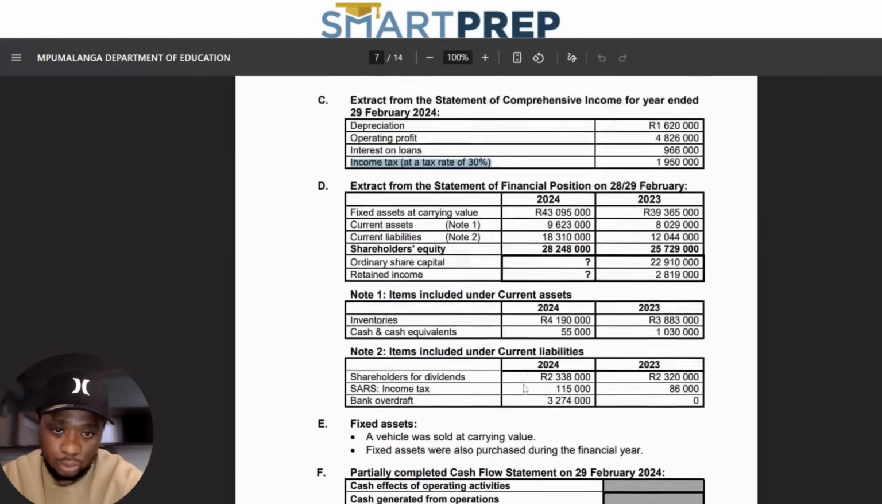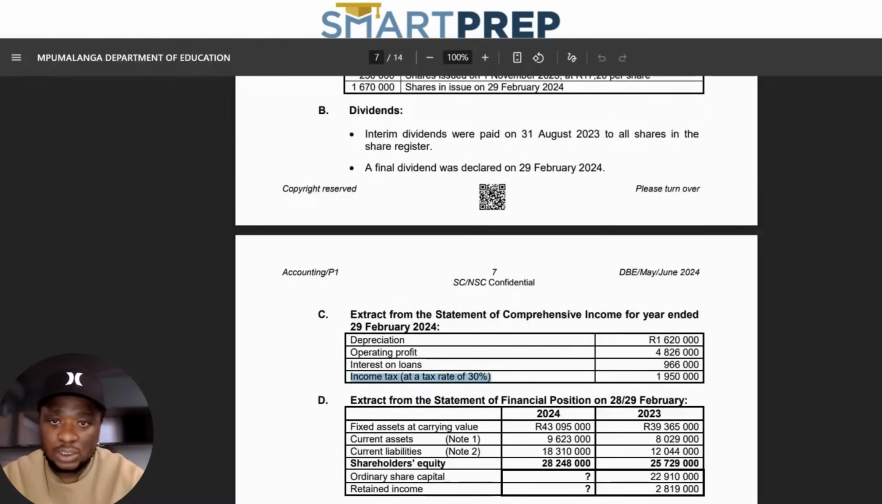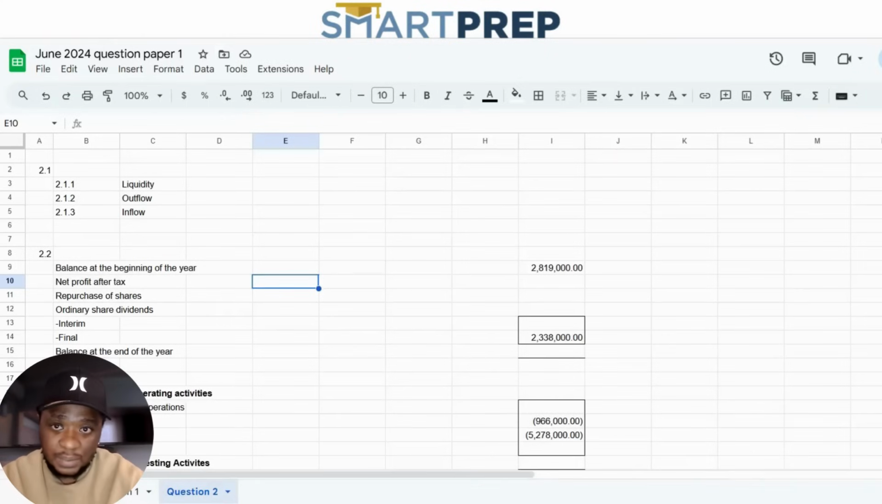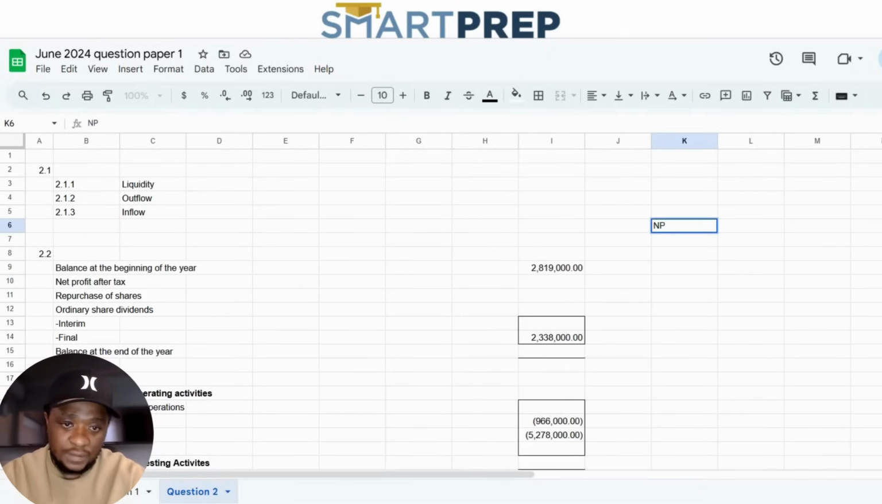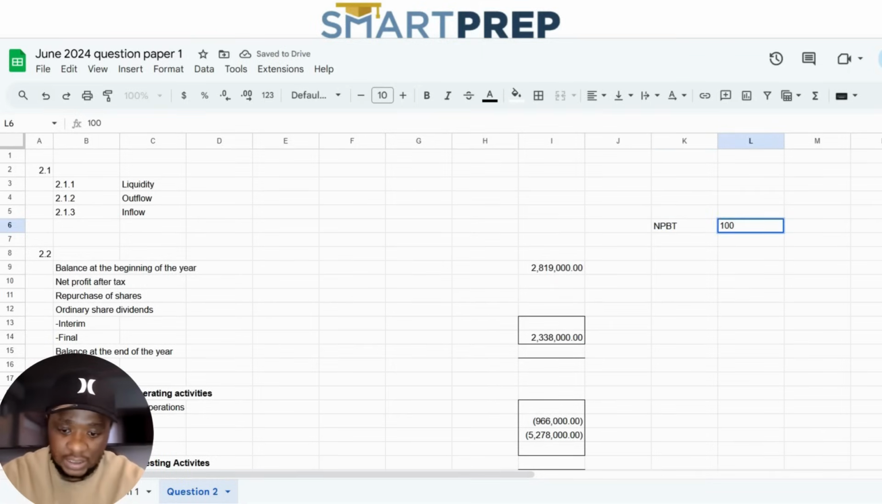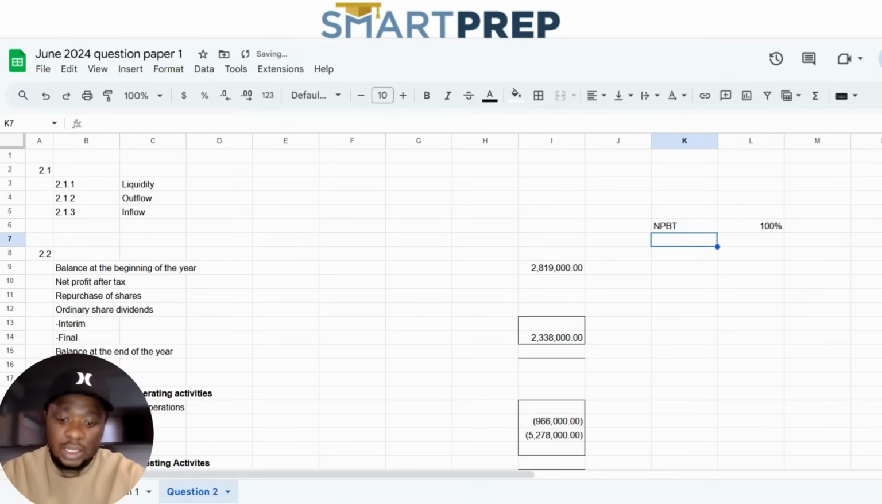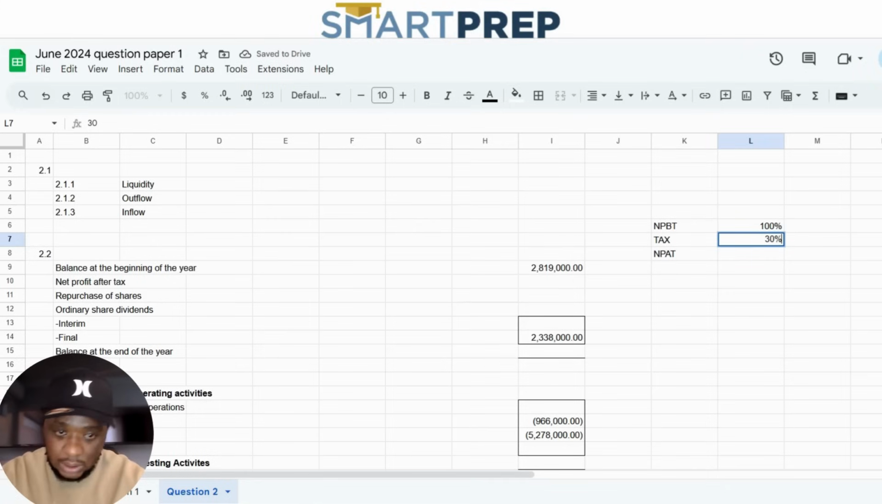Okay, cool. So we can use that, because remember that if the income tax is 30%, we basically understand it like this. Net profit before tax, PBT, we would say that is 100%. And then your tax, in this case, is going to be 30%. And therefore your net profit after tax is then going to be 70%.